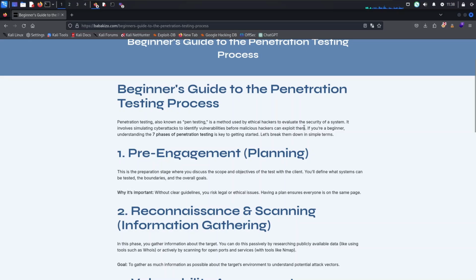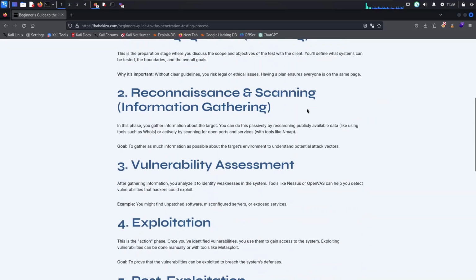So, if you're a beginner, understanding the 7 phases of penetration testing is key to getting started. You need to know the steps to take to get started, so you don't just jump into penetration testing without knowing what you're doing. And you can do that, but it's just gonna be more stressful for you. So let's break the steps down into simple steps.